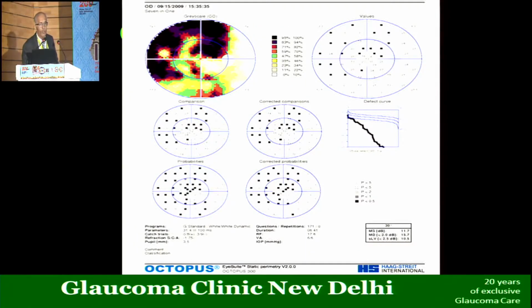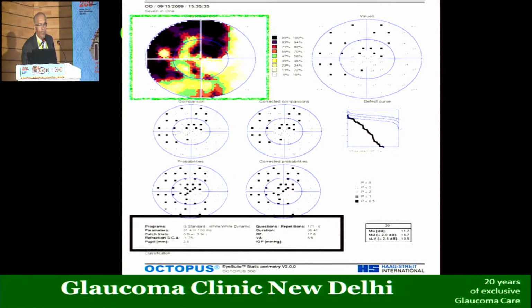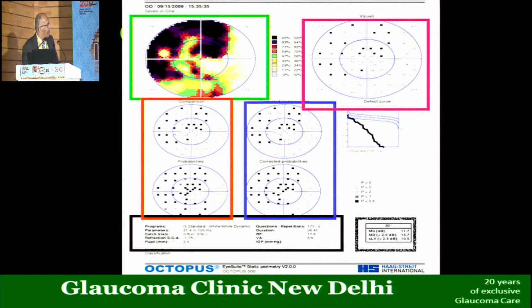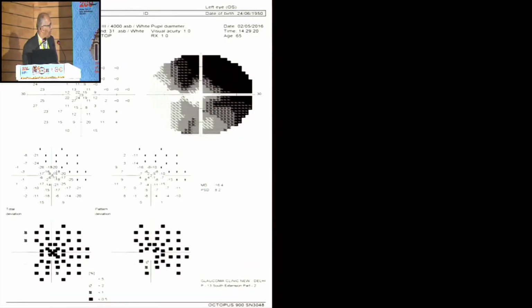If you're an Octopus user, there's just a change in the placement. The reproducibility and reliability is at the bottom, the grayscale, the comparisons, total comparisons, the raw data, the global indices, and the curve is different. But you've got to look at all parts before you do that. And if you have an Octopus, you have the option of a Humphrey type printout on the Octopus.